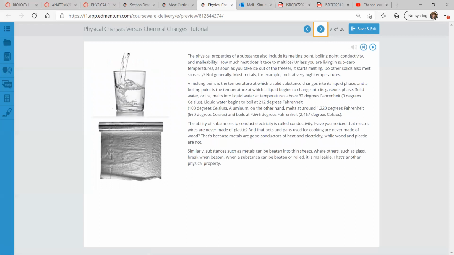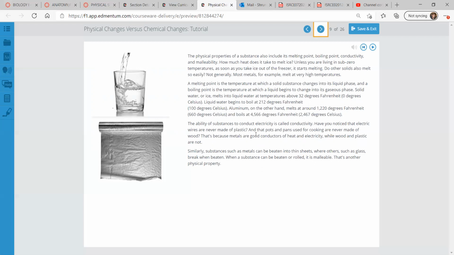The physical properties of a substance also include its melting point, boiling point, conductivity, and malleability. How much heat does it take to melt ice? Unless you are living in sub-zero temps, as soon as you take ice out of the freezer, it starts melting. Do other solids also melt so easily? Not generally. Most metals, for example, melt at very high temperatures.